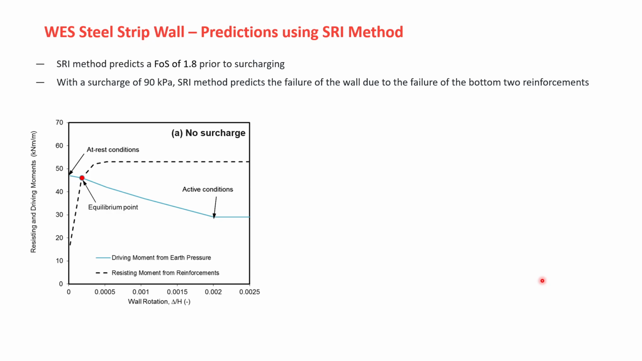So let's go back to the wall that we discussed. If we look at the wall at the working stress condition, before we did the surcharge, you see that the wall can actually reach equilibrium. And in fact, the factor of safety that I calculated is something like 1.8. So that's why it didn't fail.